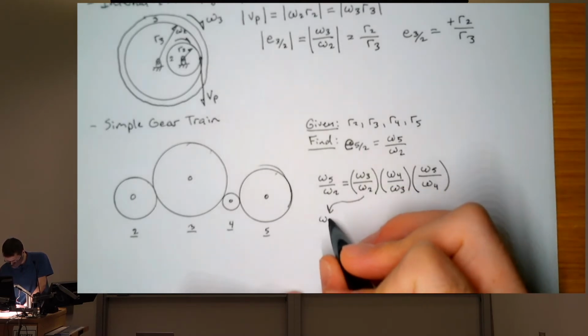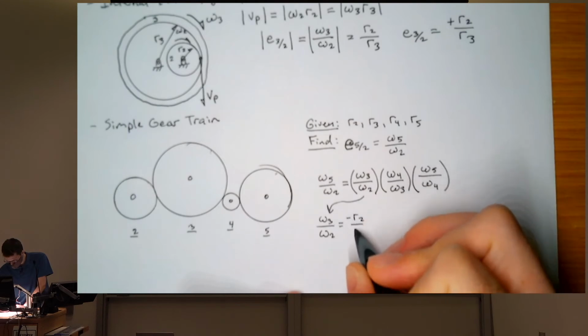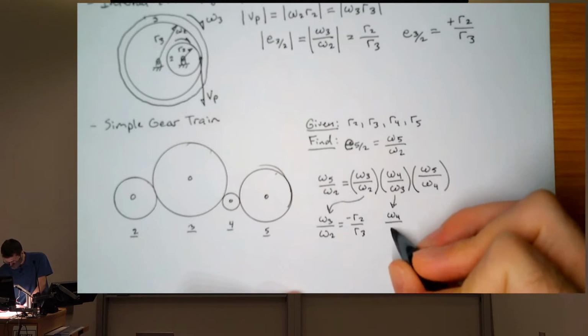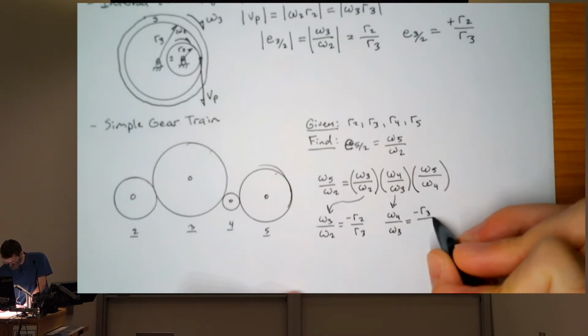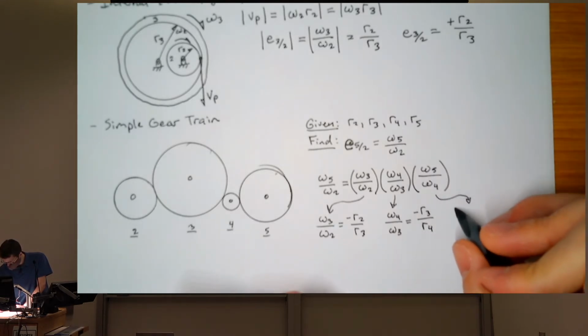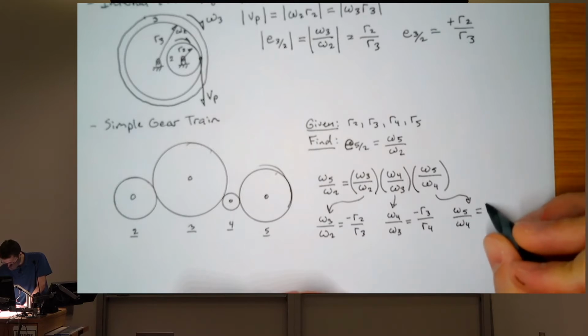We know that omega 3 over omega 2 is negative R2 over R3. We know that omega 4 over omega 3 is equal to negative R3 over R4. And we know that this part here, omega 5 over omega 4, is equal to negative R4 over R5.